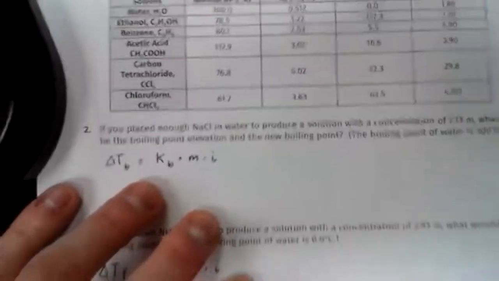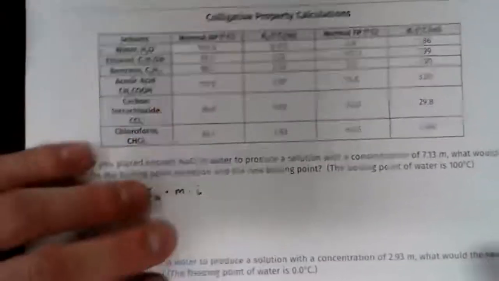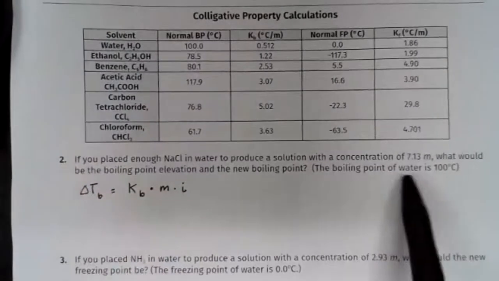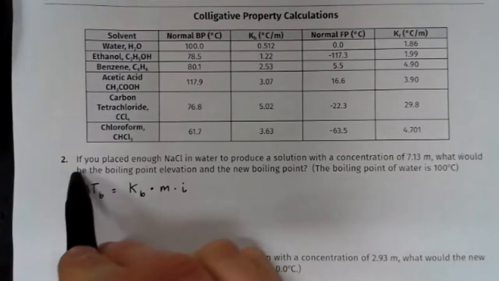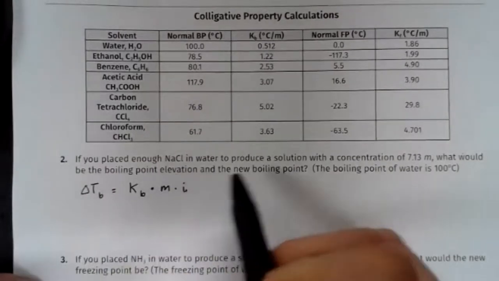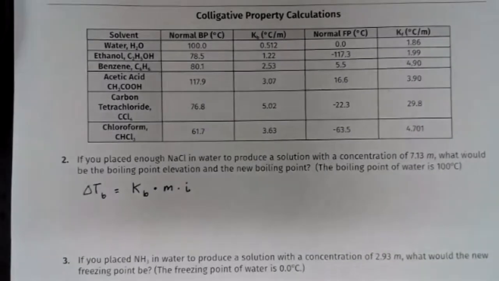All right, so looking at question number 1, it says that if you placed enough NaCl, sodium chloride, right there, it looks like we have our solute, into water to produce a solution with a concentration of 7.13 molal, what would be the boiling point elevation and the new boiling point? And then it gives us the boiling point of water, which is 100 degrees Celsius.